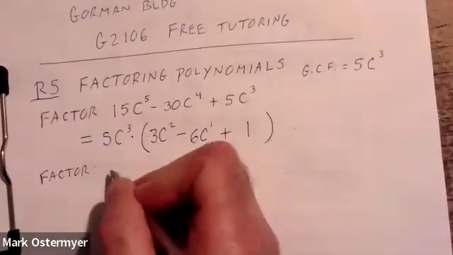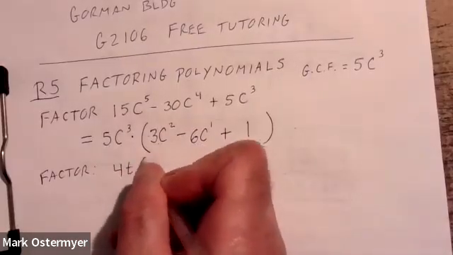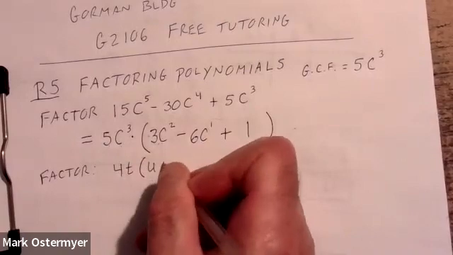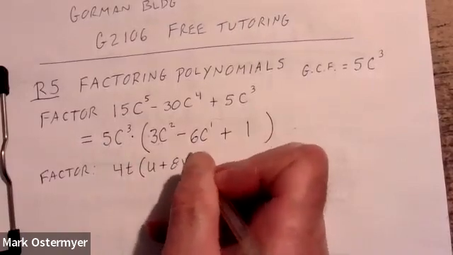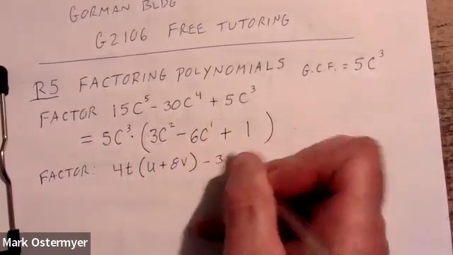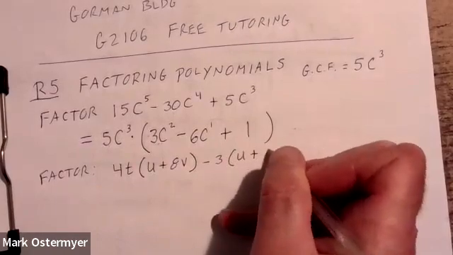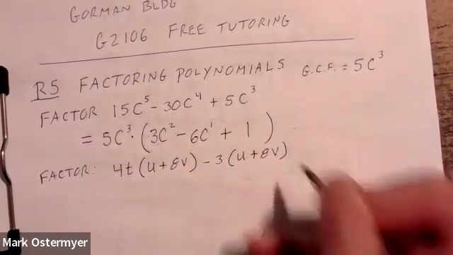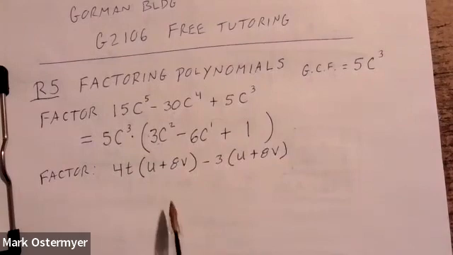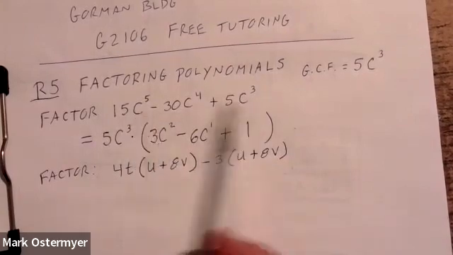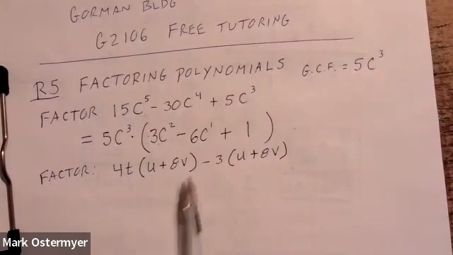All right, let's try another one here. We got 4t times u plus 8v minus 3 times u plus 8v. Now, this looks a lot different than the one we just got done doing, but nonetheless, it is a polynomial in the variables u, v, and t, and we're being asked to factor it. So what can we do here?